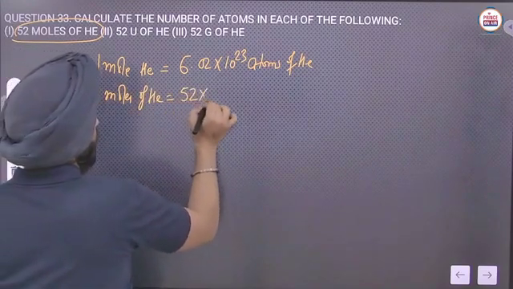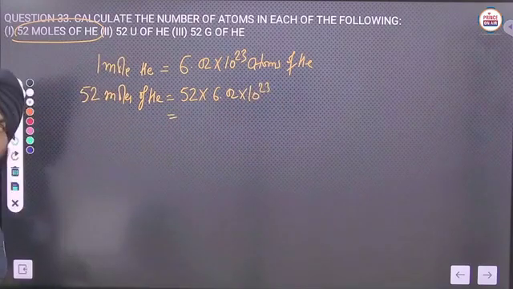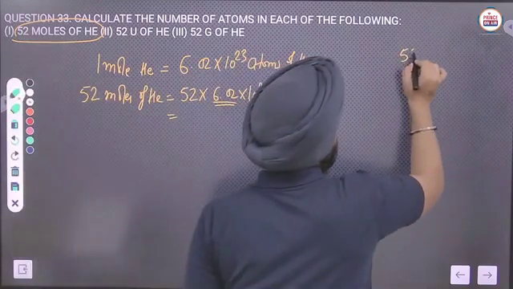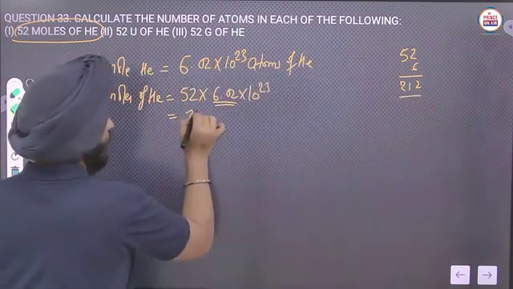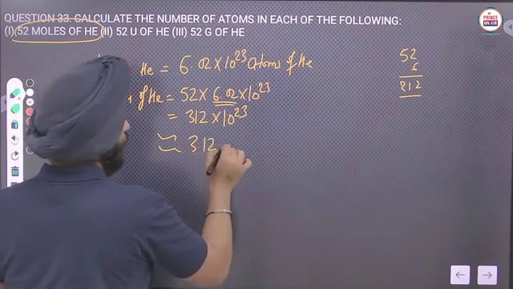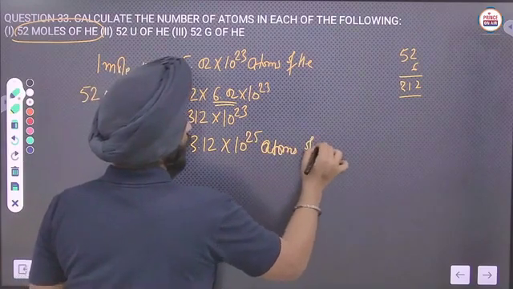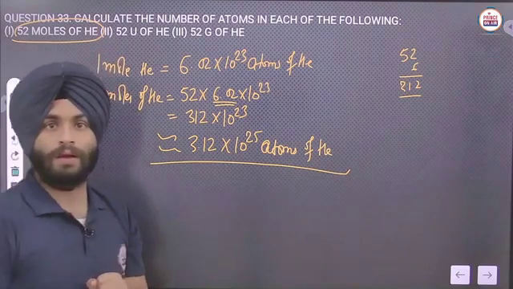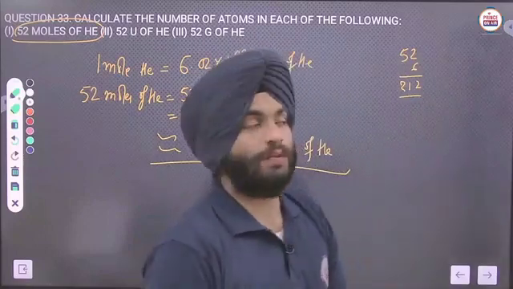52 moles will contain 52 into 6.02 into 10 raised to the power 23 atoms. Just multiply this. If I consider approximately 6, then 52 multiplied by 6 is 312 into 10 raised to the power 23, or approximately 3.12 into 10 raised to the power 25 atoms of helium. So that will be the answer of the first question. Clear? Next, 52 units of helium that we have to do.